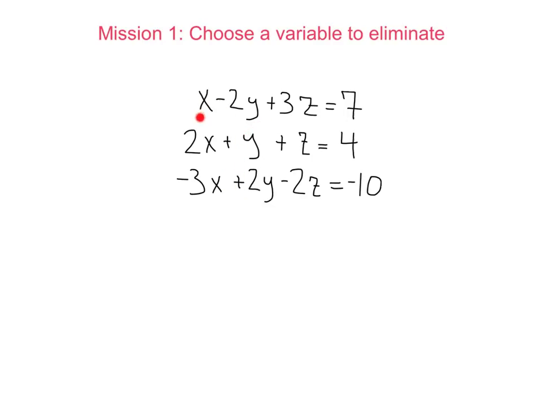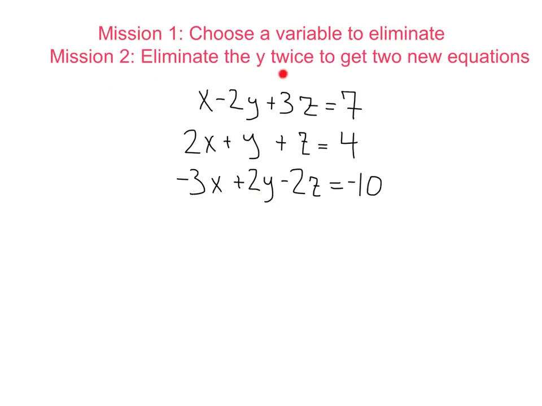Remember, we want the coefficients of the x, y, or z to multiply to cancel with another equation. I'm going to go ahead and pick y because I see that this minus 2y could cancel this plus 2y. And then I know if I multiply this y by 2, I could also match it up with these other equations. Mission 2, eliminate the y twice to get two new equations. Again, you could have picked x, y, or z. I went ahead and chose y.